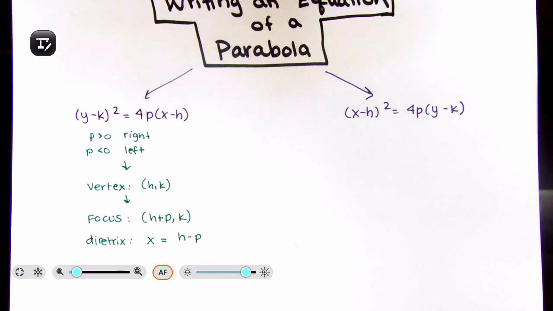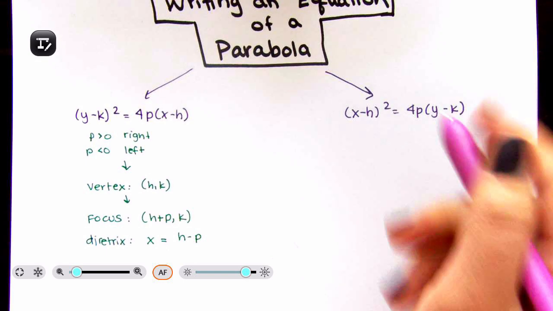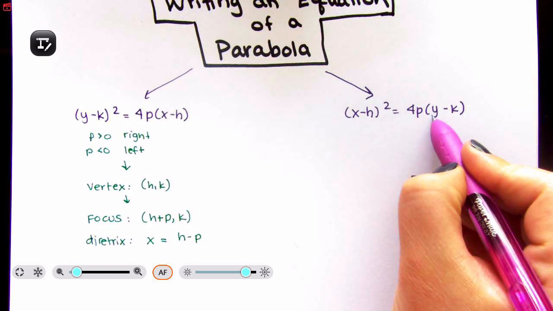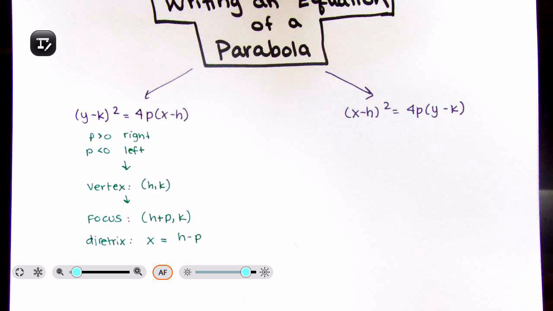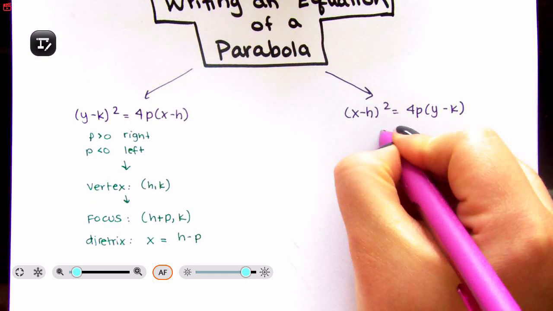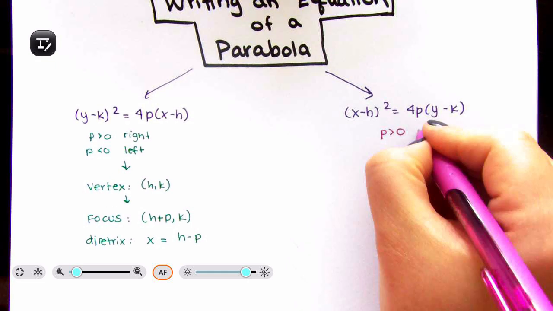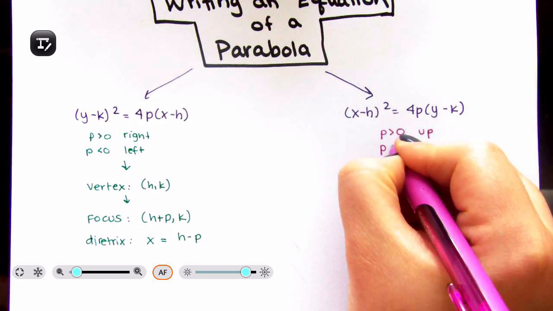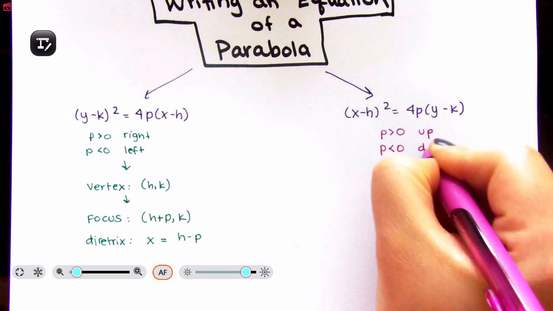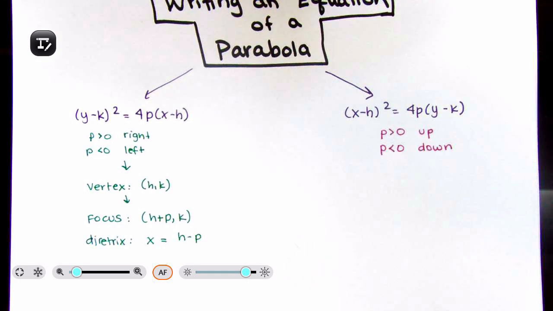Let's do exactly the same thing for the other equation. Again, what is p attached to? P is attached to y. Y is a vertical axis, so our parabola is going to go up or down. So if P is greater than 0, we are going to go up. If P is less than 0, we're going to go down. And what I mean by going up or down is the parabola is going to open upward or open downward, as opposed to opening to the right or to the left.